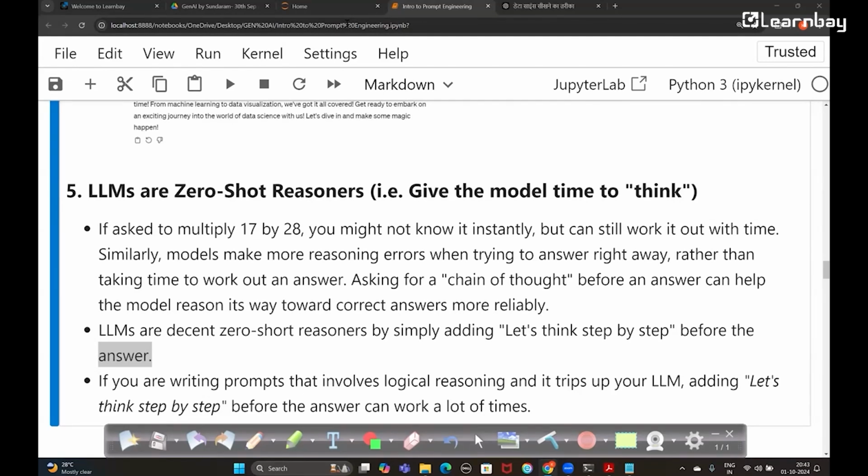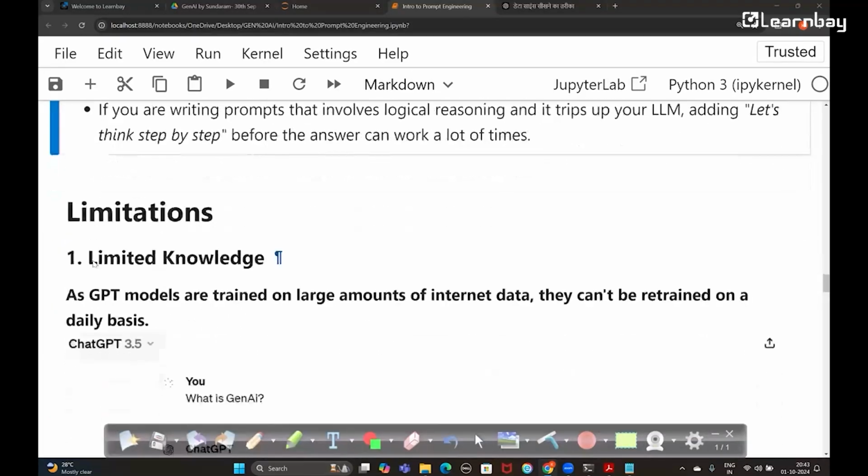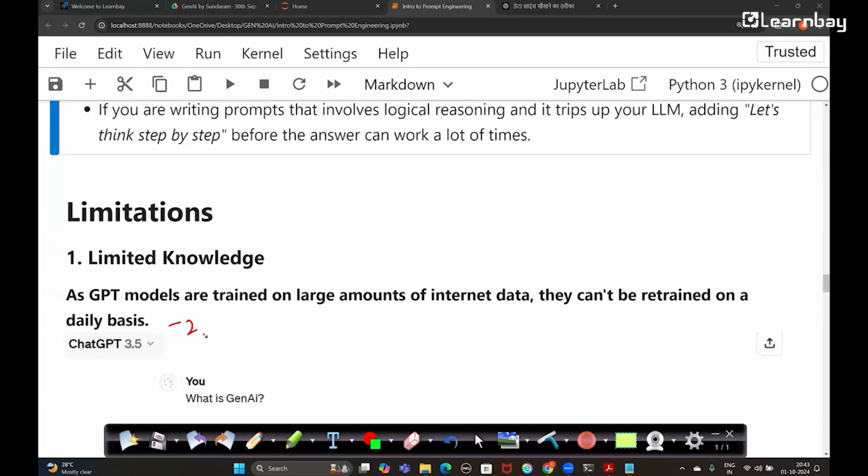Thank you. Guys, now there are certain limitations in large language models. The first limitation is limited knowledge. As GPT models are trained on a large amount of internet data, they can't be retrained on a daily basis. They are not retrained. Why? Because they are actually trained till 2022 data only. If you ask anything beyond that, they are not able to tell the answer.